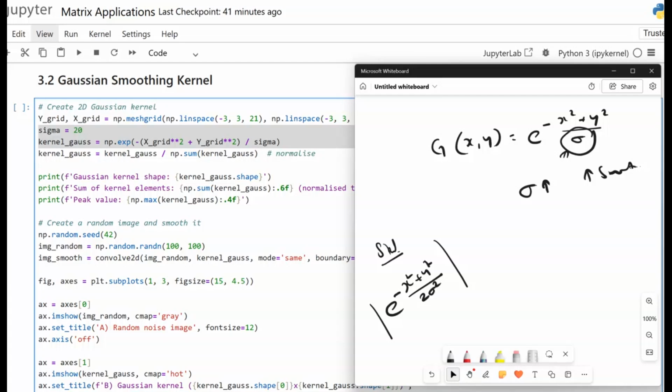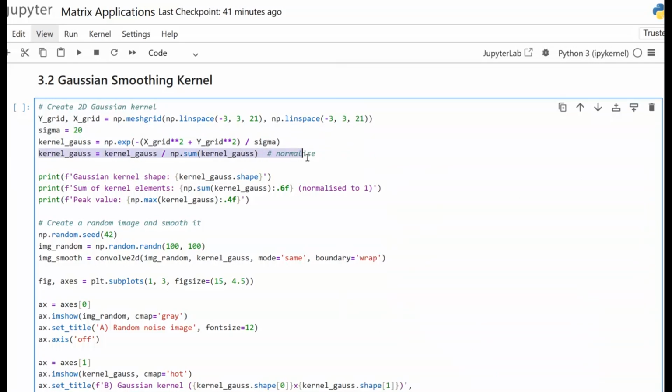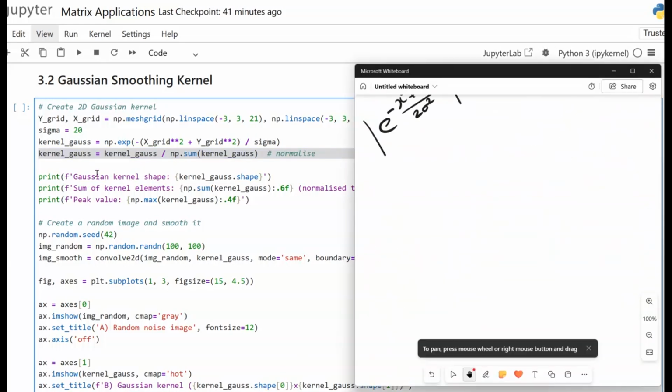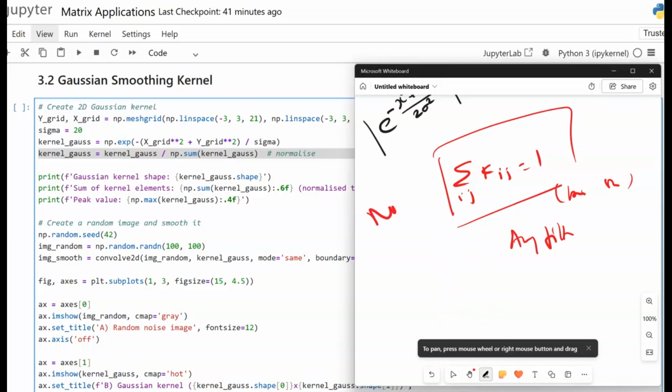And the next line is all about normalization. So the Gaussian kernel normalization exactly specifies that the summation over i, j of k sub ij is equal to 1. Why this matters is that it preserves overall image intensity. It is not about a brightness shift. It just makes the kernel a proper averaging filter. So this is what makes it a normalization.